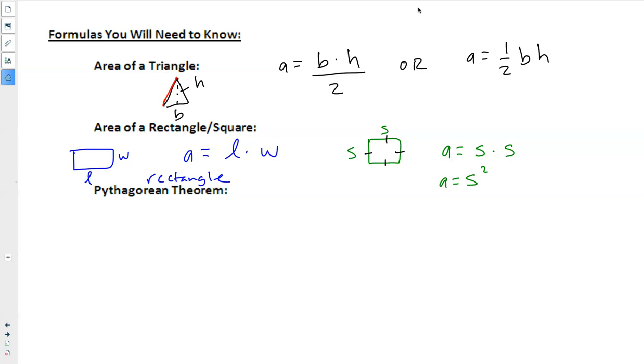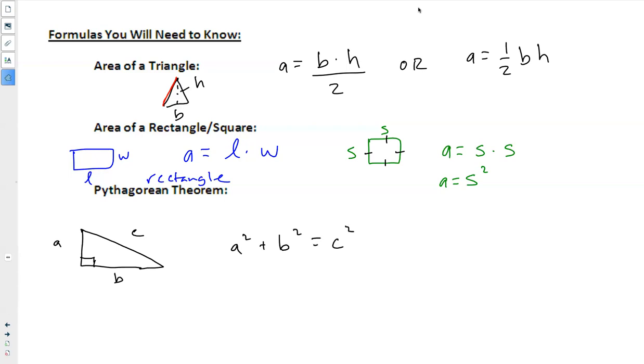Okay, down to the Pythagorean theorem. So this works only for right angled triangles. So that's indicated right there. Okay, so the legs are A and B, and the hypotenuse is C. The side across from the right angle is the hypotenuse. And the relationship between these side lengths here: A squared plus B squared is equal to C squared.